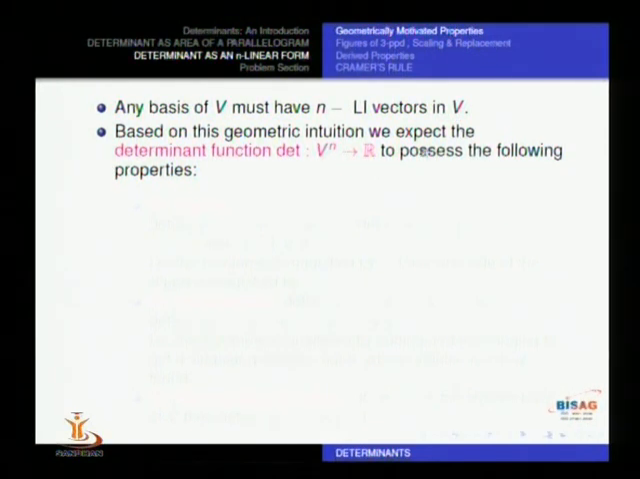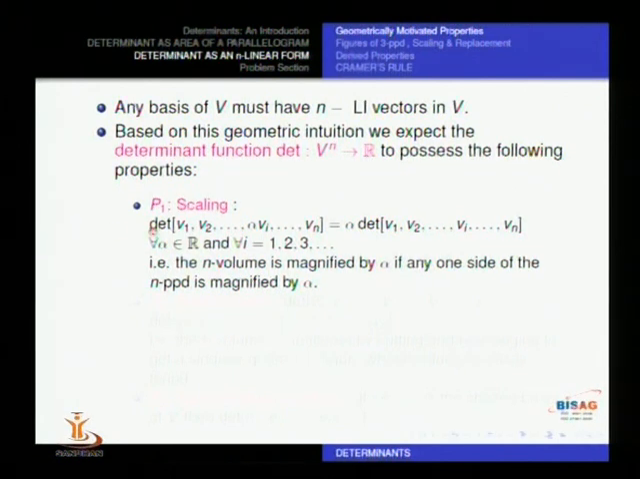Based on this geometric intuition, we expect the determinant function to possess some properties, of which we start with the first property, that is the scaling property. You can read the screen: determinant of V1, V2 up to Vn, where one vector is alpha times Vi. In that case, this determinant value can be obtained by multiplying alpha with the determinant of V1, V2 up to Vn. So alpha can be taken common and taken out. We call it the scaling property, and this can be understood from the n equal to 3 case in the diagram.